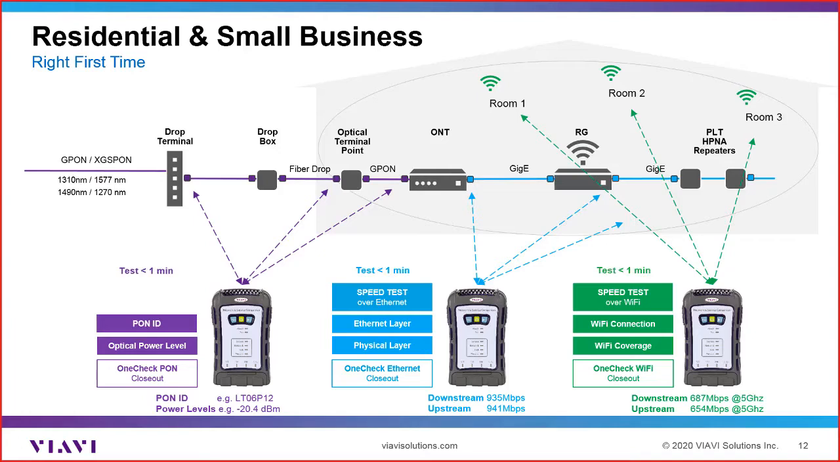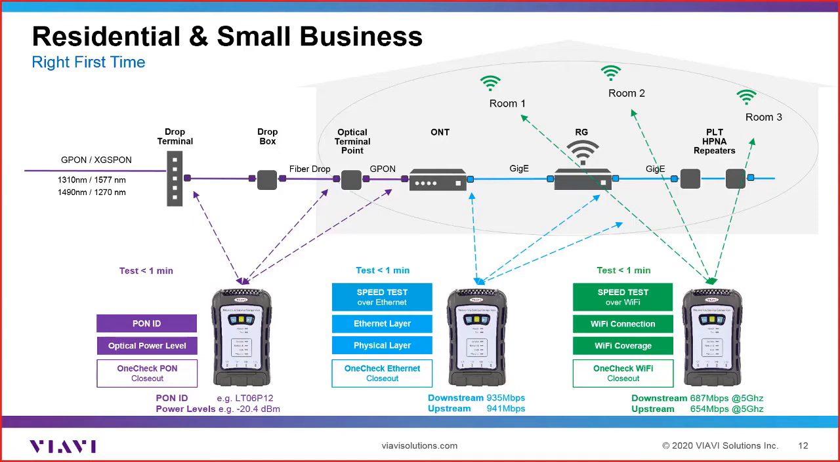So kind of recapping some of the things we've hit here. Again, the outside the home on the fiber or up and inside the home to the ONT, that's color coded there with the purple. So checking power level, getting PON ID, making sure you got the right fiber.